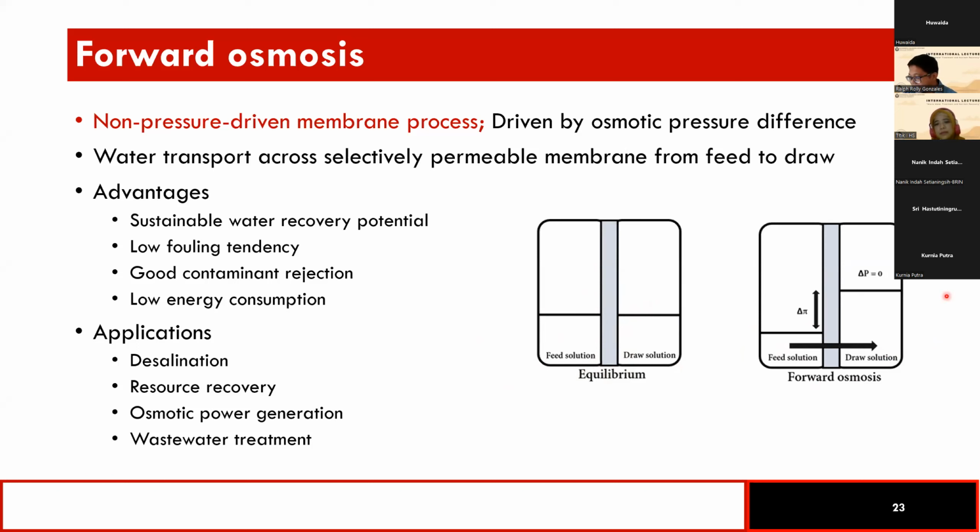And this effectively dilutes the draw solution so that the concentration of the feed solution and the draw solution will be equal. So in this process, water transport happens across the selectively permeable membrane from the feed solution to the draw solution.